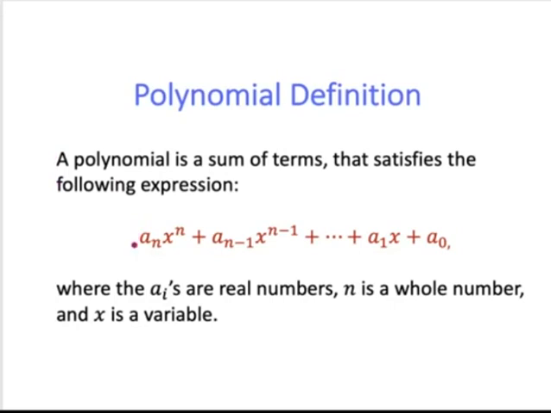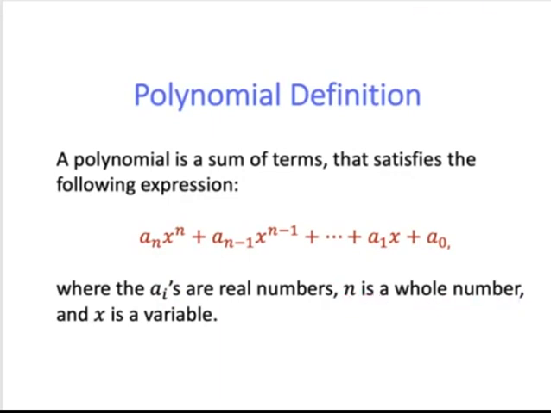We have a sub n times x to the n plus a sub n minus 1 times x to the n minus 1 plus, notice here that we have these three dots. That just means that we continue with this pattern inside here with maybe one or more terms. And then we have plus a sub 1 times x plus a sub 0, where the a_i's are real numbers. So a_n, a_n minus 1, a_1, a_0, those are all real numbers, where n is a whole number.